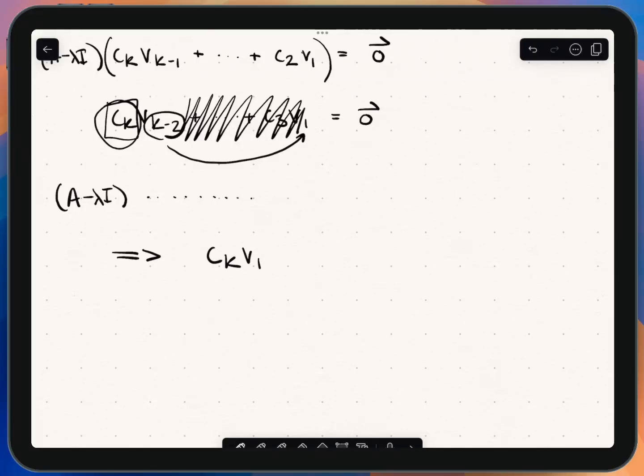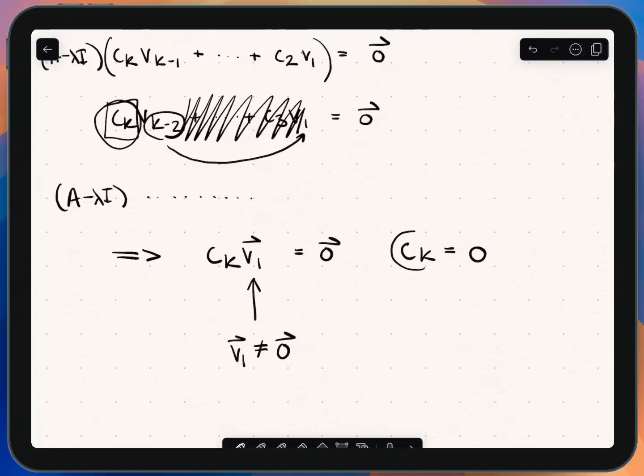ck v1 is equal to 0. And now we can confidently say that ck must be 0. Why? Well, we know that v1 is an eigenvector, and because it's an eigenvector, v1 must be non-zero. And because it's non-zero, the only way to make this the 0 vector is to multiply by 0.